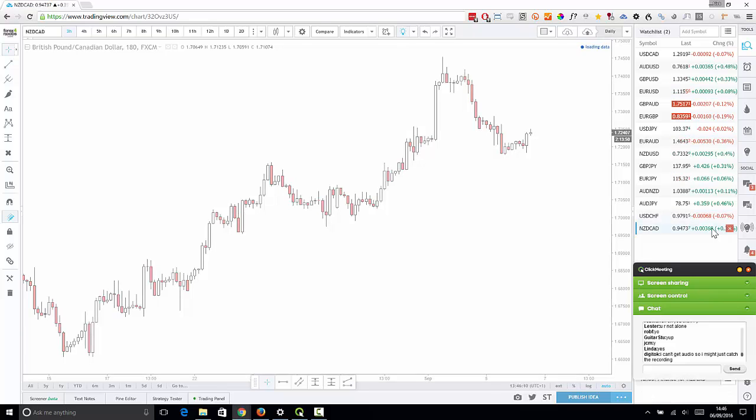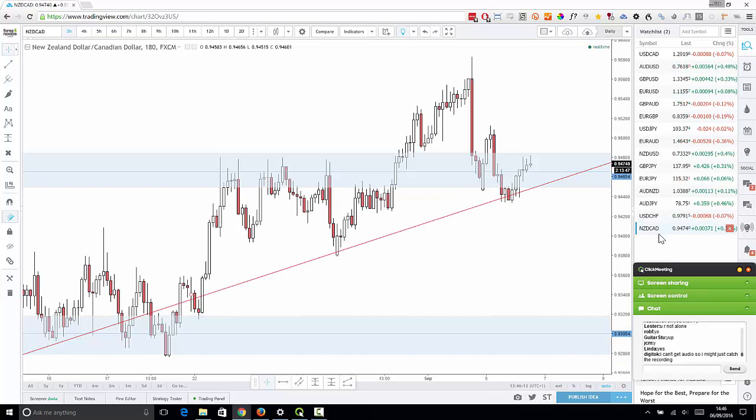New Zealand CAD is a pair I opened up like 2 weeks ago when there was a potential trade setup there, and it was a horrible setup. It's not a pair I normally trade, so let's just get rid of that. That is it for the analysis today, guys.